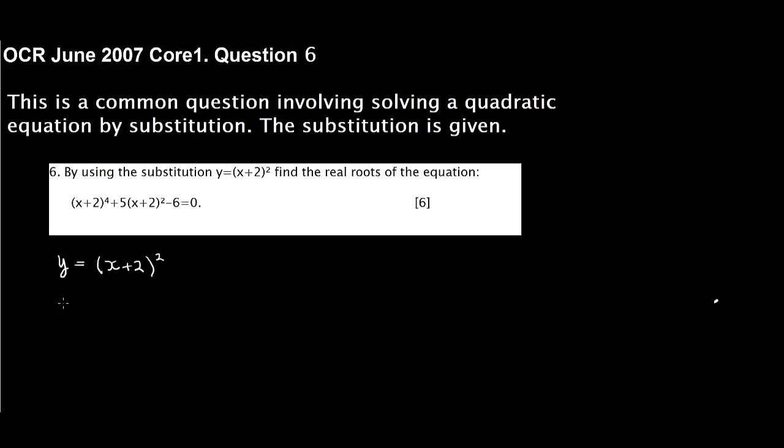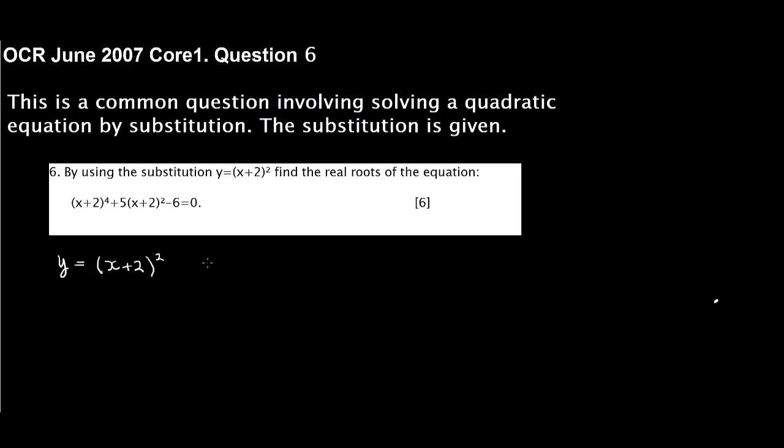This is question 6, and it's based on the section in the specification which says equations which reduce to a quadratic. So this is one of those types of questions where we have to do a substitution before we can solve a quadratic. In this case, the substitution is given. So we've got, by using the substitution y equals (x plus 2) all squared, find the real roots of that equation.